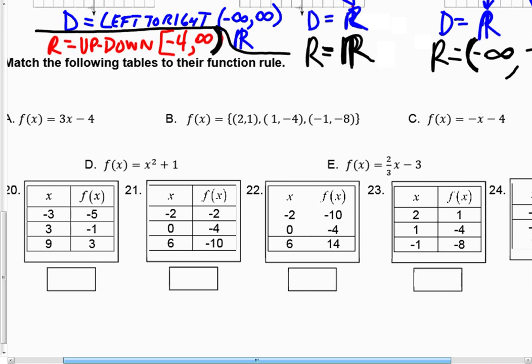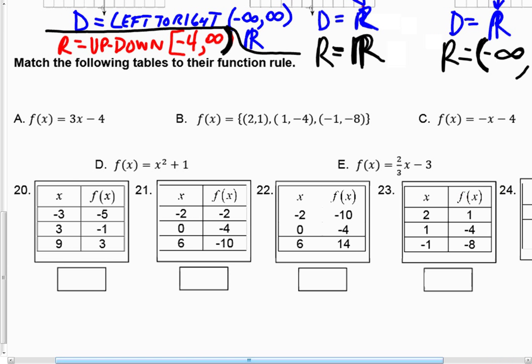Your job is to match these 5 with these 5 tables. Don't go to the calculator yet. Which one of these looks different? You've got this one, this one, this one, this one, and this one. Which one looks different than all the rest? Take a look at that. How many points are in there? 3. That's it. That only has 3 points. Which table looks exactly like that? Which one?